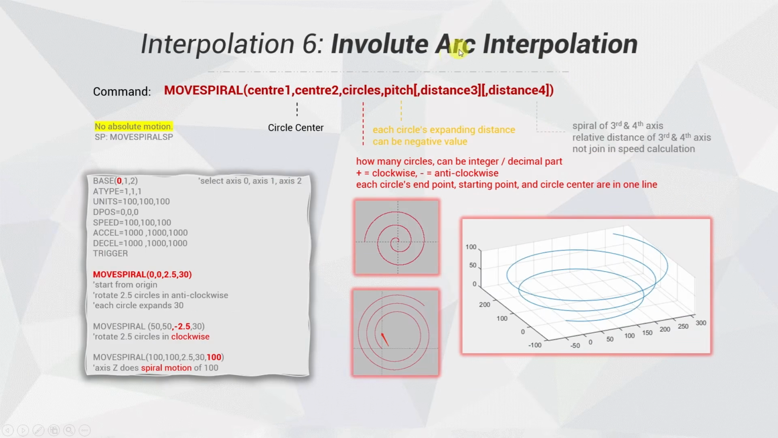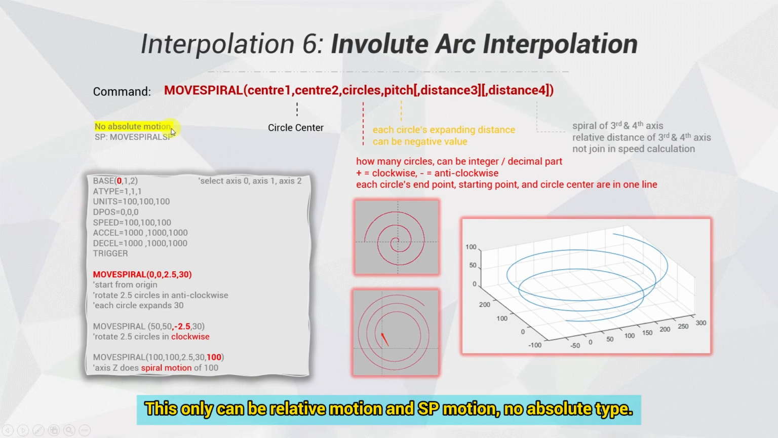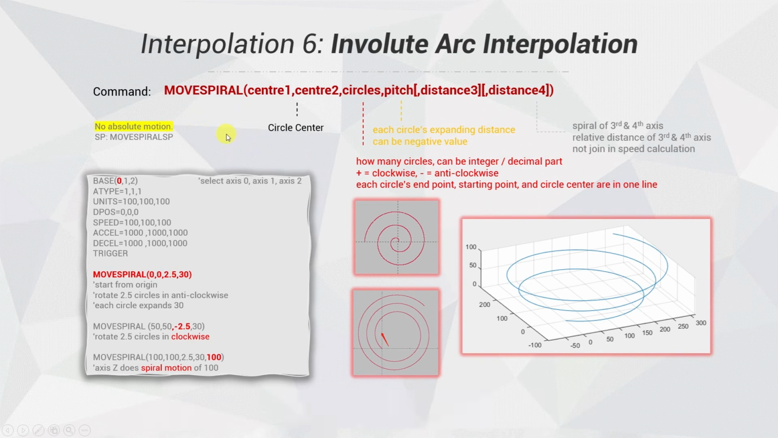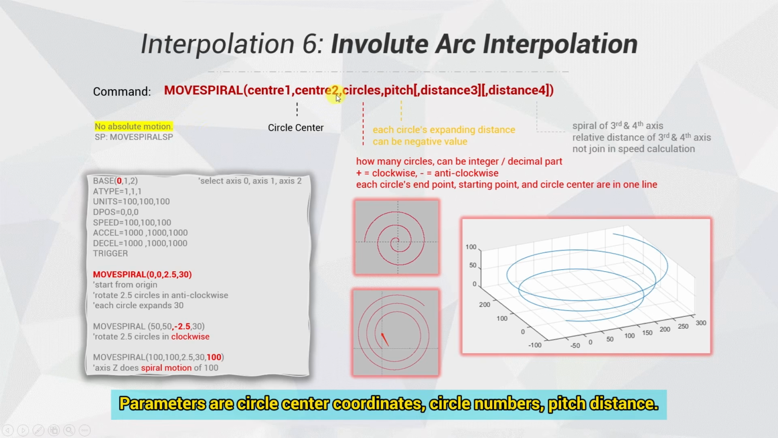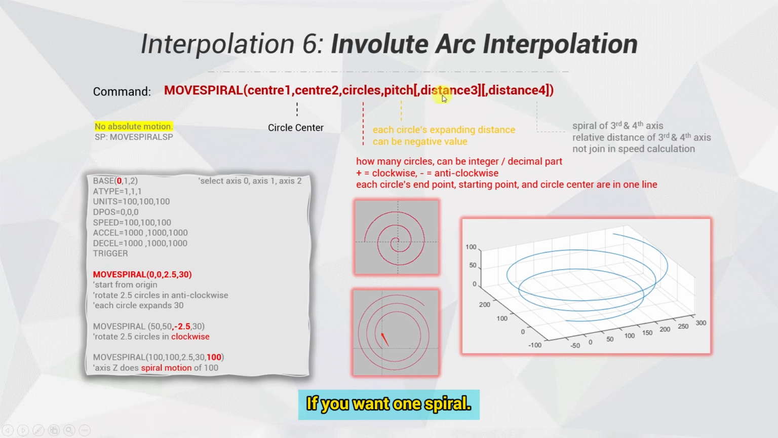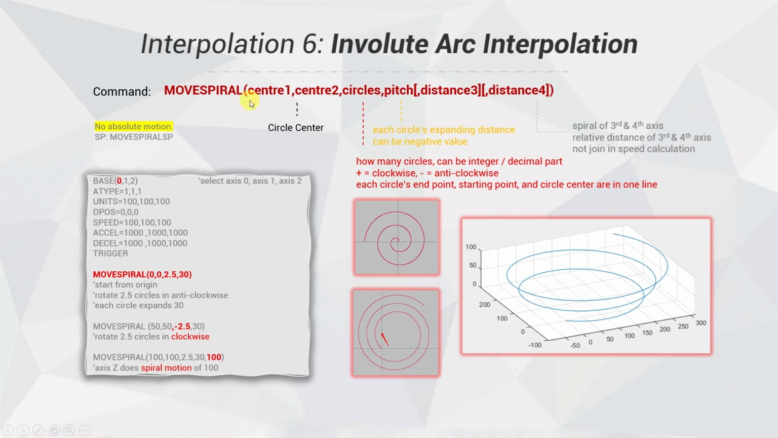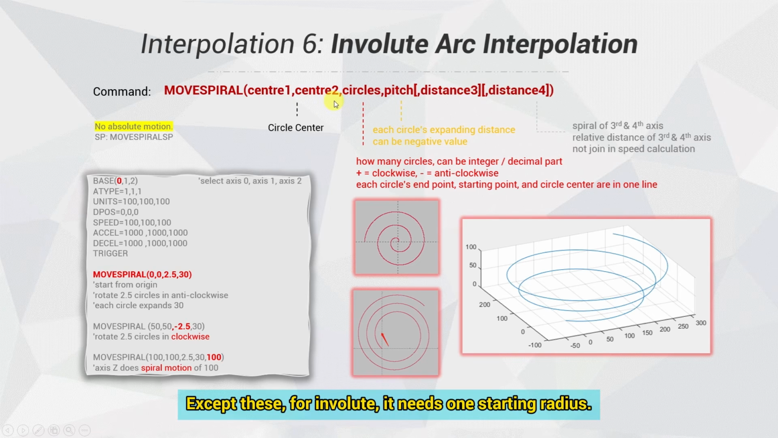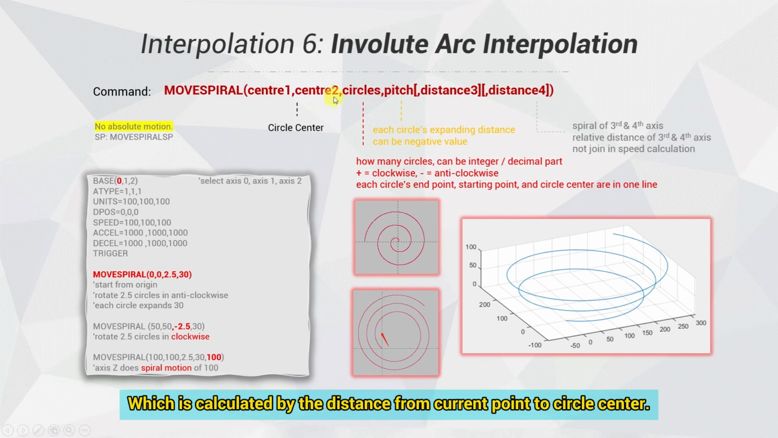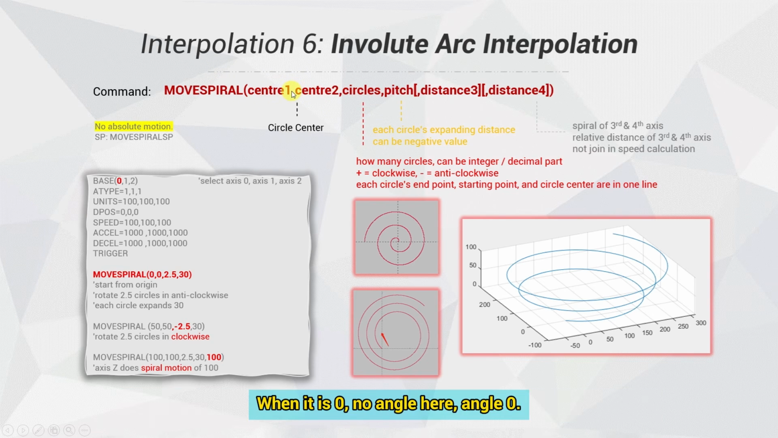The last type, involute arc interpolation. This only can be relative motion and SP motion, no absolute type. It draws the involute arc. Parameters are circle center coordinates, circle numbers, pitch distance. If you want one spiral, please set distance for third axis and fourth axis. Except these, for involute, it needs one starting radius, which is calculated by the distance from current point to circle center. When it is 0, no angle here, angle 0.